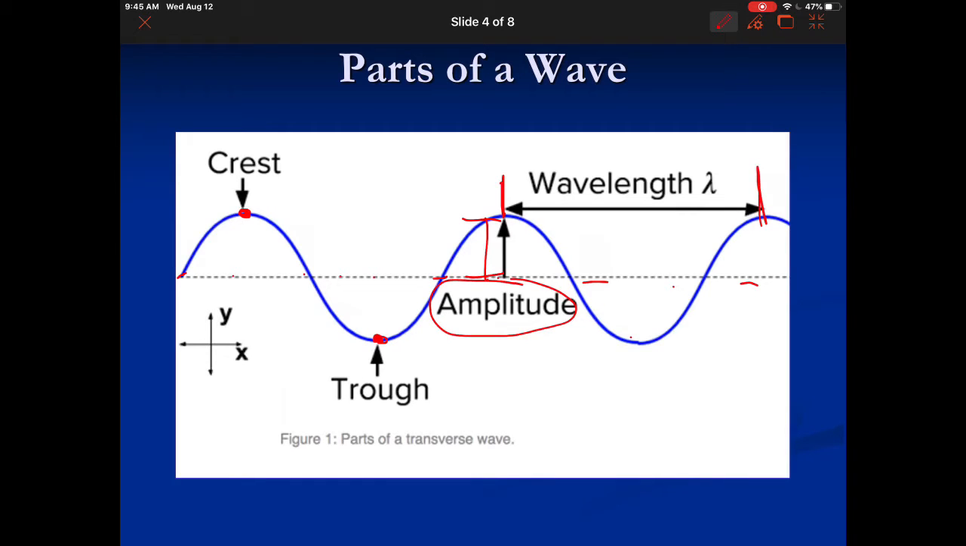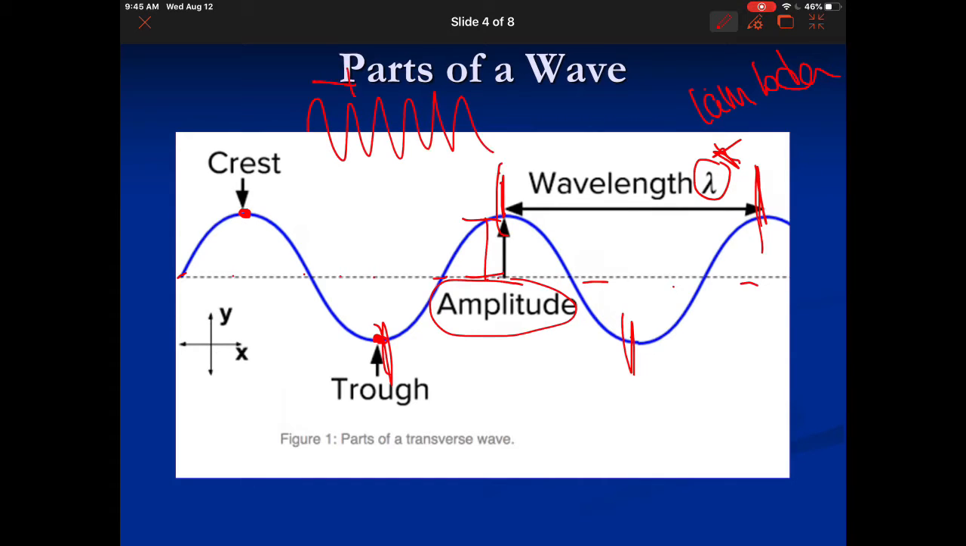And the distance between two crests or two troughs is called a wavelength. The symbol for wavelength is called lambda. You don't need to know much about it besides that it is named lambda. All right, so talking about our electromagnetic spectrum, radio waves had the longest wavelength. So it was the longest distance between two crests, whereas gamma rays had the shortest. So a gamma ray would look kind of like this. Very, very short wavelengths.